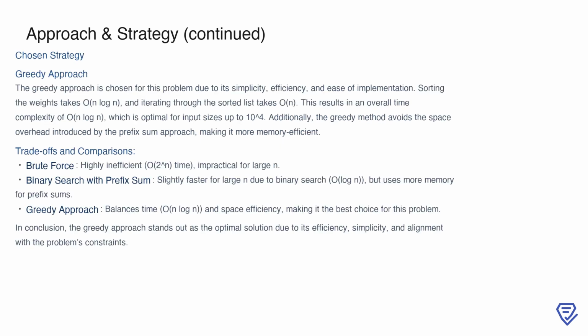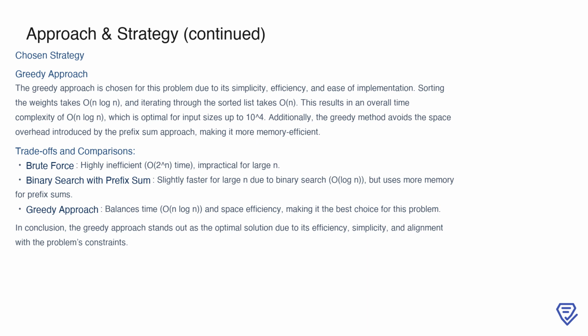After evaluating the different strategies, the greedy approach emerges as the best choice for this problem. Its simplicity and efficiency make it highly suitable, especially given the constraints. Sorting the weights takes n log n time, and iterating through the sorted list to add apples requires n, resulting in an overall time complexity of n log n. This is optimal for input sizes up to 10 to the power of 4.